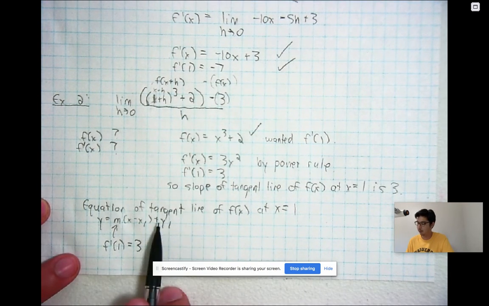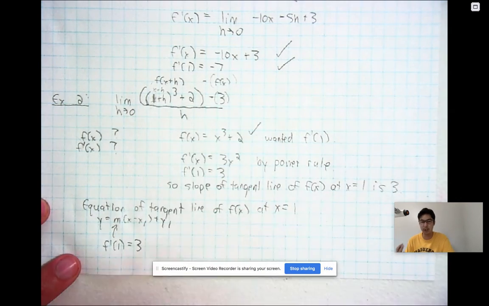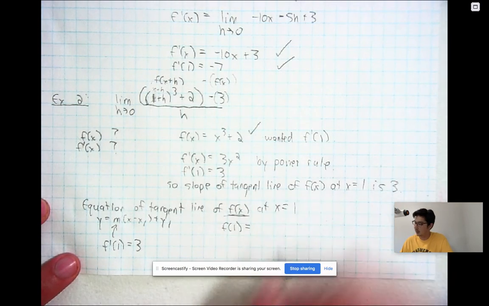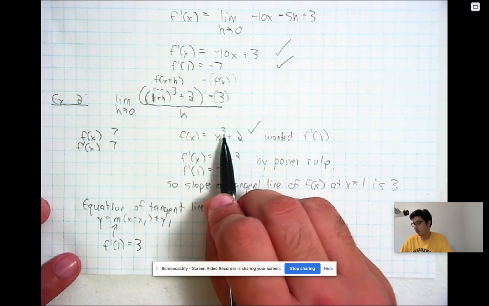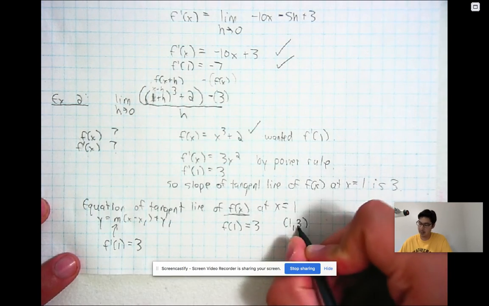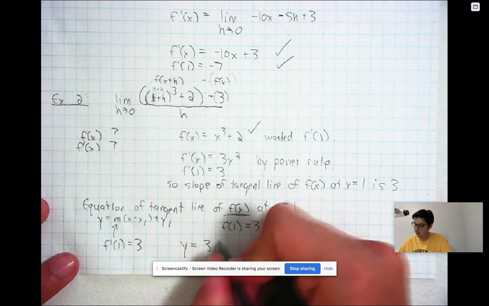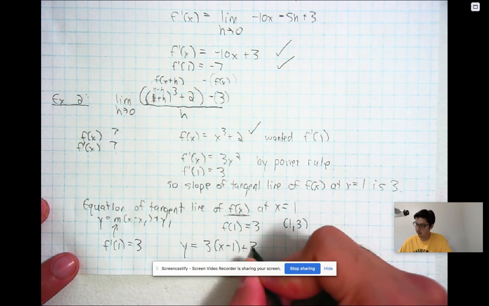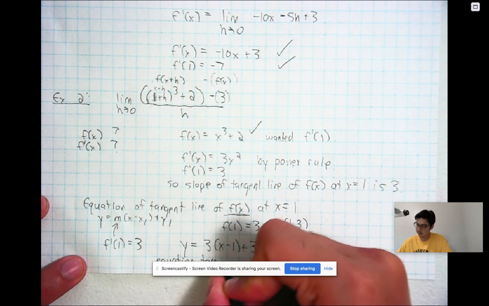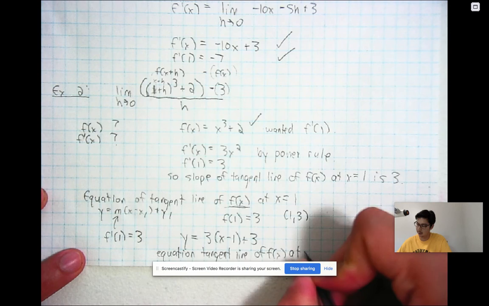Now, what point is it? Well, we're looking at x equals 1, so you always have to plug 1 back into f of x, the original function, because again, we want the point on f of x. So f of 1 is equal to, if you look back here, 1 cubed is 1, plus 2 is 3. So we're at 1, 3. Then we can use that point with the slope to write the equation, which is y is equal to 3 times x minus 1 plus 3. And that's the equation of the tangent line of f of x at x equals 1.